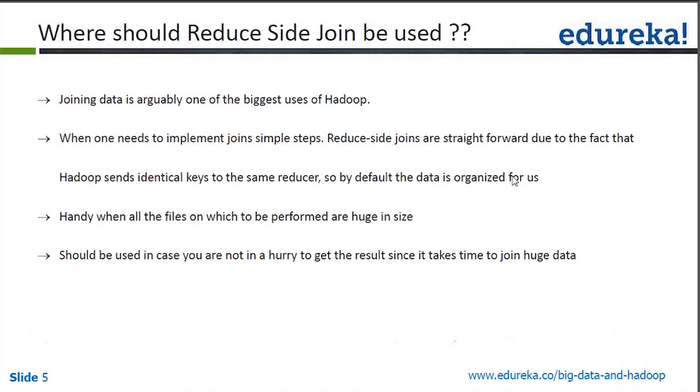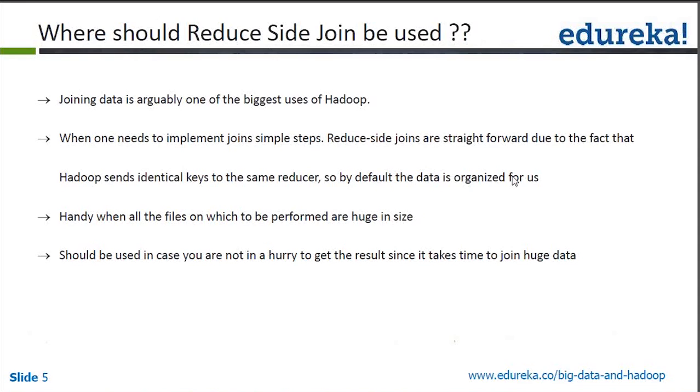So where should reduce side join be used? These are different key considerations for reduce side join. Joining data is arguably one of the biggest use cases of Hadoop. Joining petabytes or terabytes of data is one of the biggest use cases of Hadoop, because most of the analysis happens over joining the data sets. And when one needs to implement joins, the steps are simple. Reduce side joins are straightforward due to the fact that Hadoop sends identical keys to the same reducer.